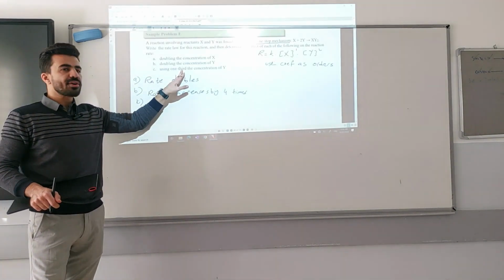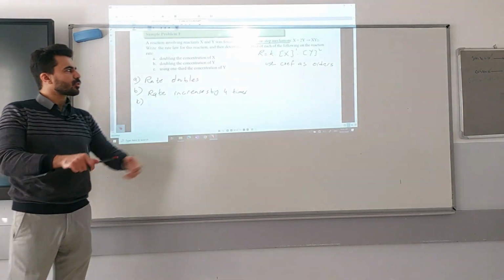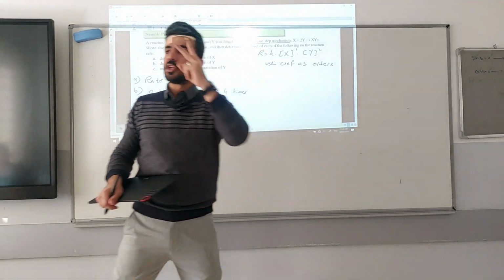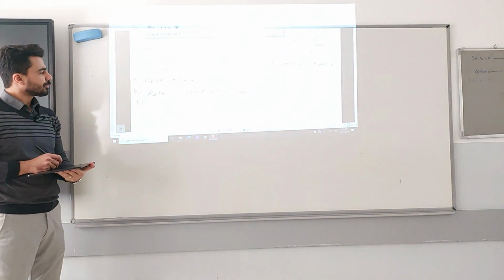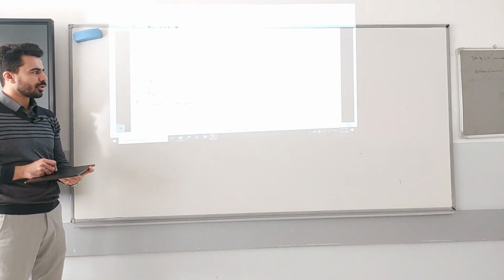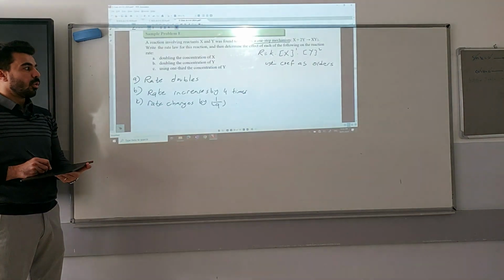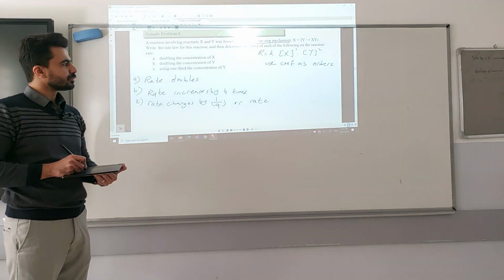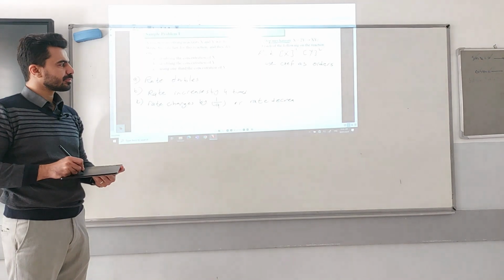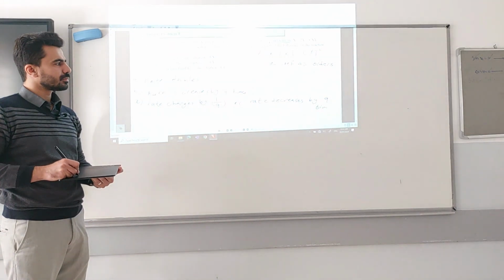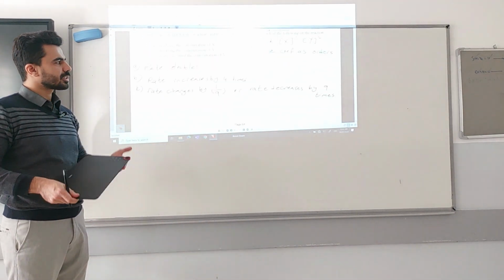C, using 1/3 means one third the concentration of Y. Guys, this time it means that the concentration will decrease. You can say it in 2 ways. You can say the rate changes by 1/9 because the power is square, or you can say the rate decreases by 9 times.